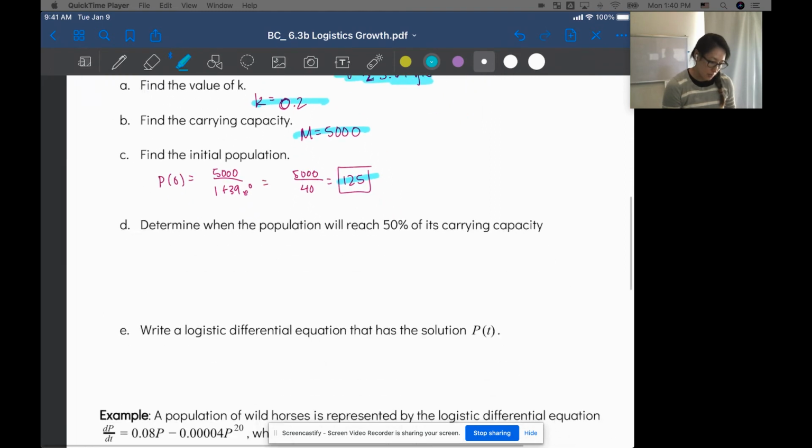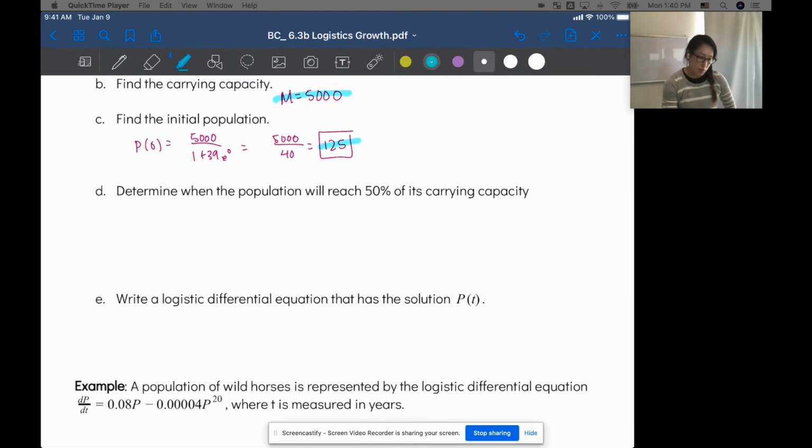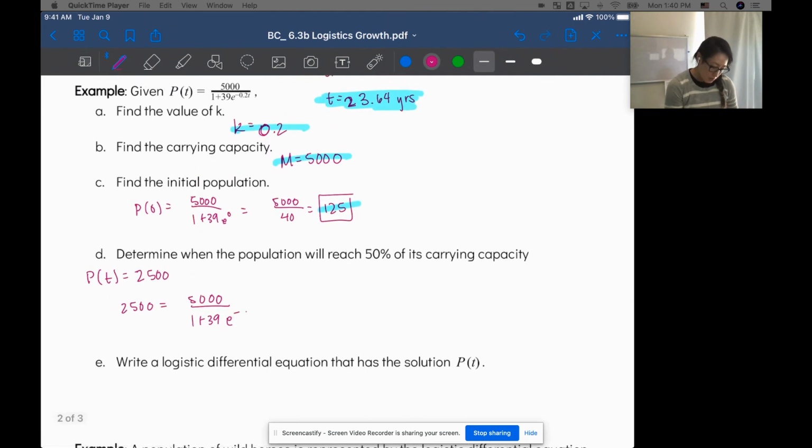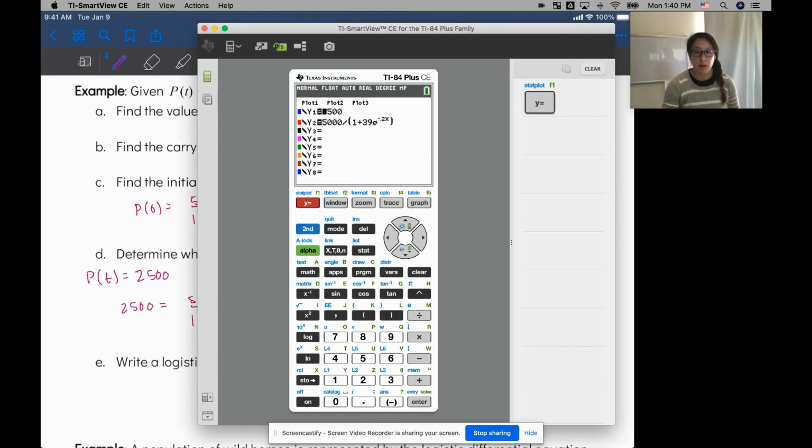And then we're going to determine when the population will reach 50%. So this time we can totally use our calculator to do this. We can totally do it by hand. So when the population is 25%, it would be 2,500. So I would set this up as 2,500 is equal to 5,000 over 1 plus 39e to the negative 0.2 times t. So I went ahead and did that in my calculator.